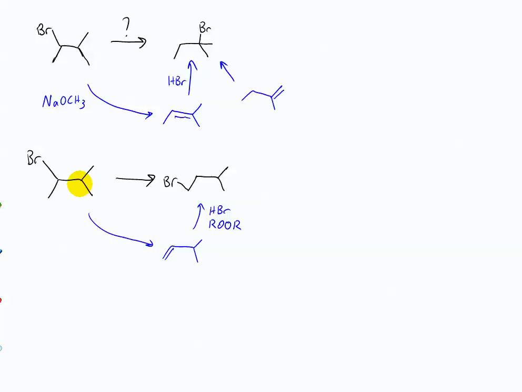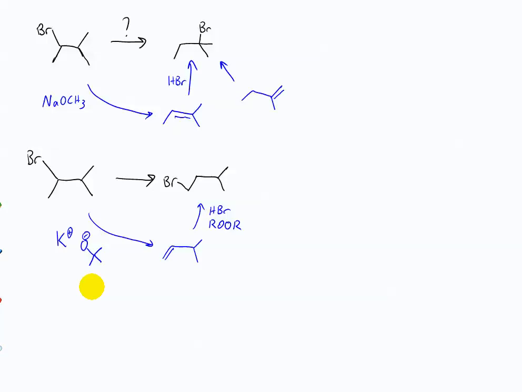And to do that, we want a nice big base that's a strong enough base to make sure that the E2 mechanism is kinetically favored over the E1 mechanism. So what's your favorite E2 base? Potassium tert-butoxide. Yeah. And you can draw that in various ways. Let's just remind ourselves of the actual whole structure of it. And that's what it would look like.